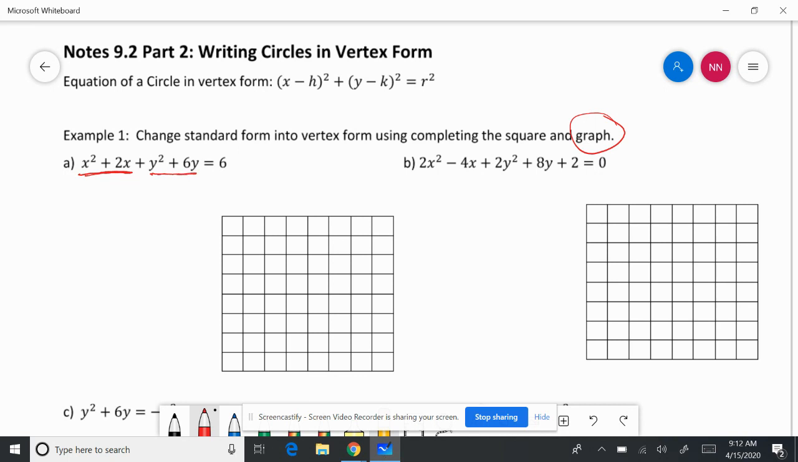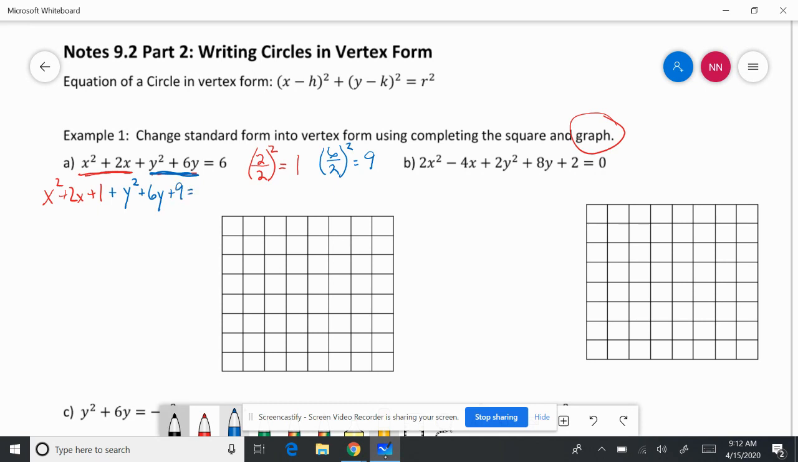and for the y's. Now for the x's, we're going to take our b value, which is 2. We're going to divide it by 2, and we're going to square it, which gives us a 1. So we have x squared plus 2x plus 1. Now, if we look at the y's, we're going to take the 6, divide it by 2, and square it, that gives us 9. So what we have is y squared plus 6y plus 9.